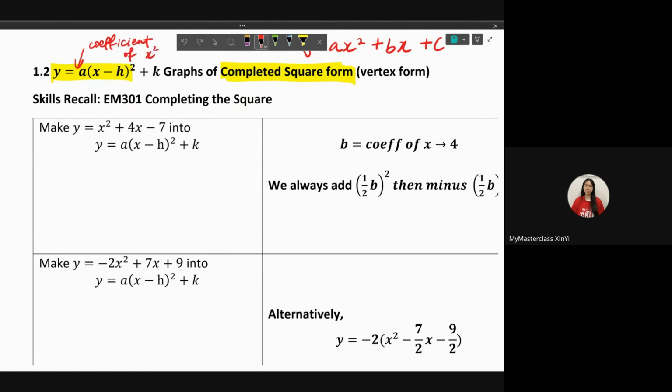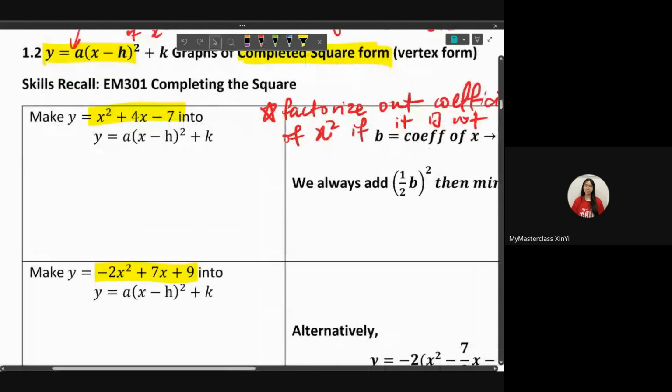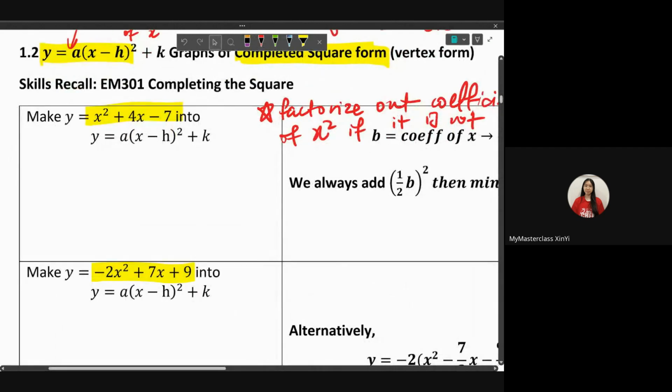So the thing about completing the square: no matter what kind of quadratic equation you get, always try to factorize out the coefficient of your x squared if it's not 1. That is the main thing. Factorize out the coefficient of x squared if it is not 1. Always try to make the coefficient of x squared equal to 1 first before you complete the square. Over here, for the first one, it is already 1, so we will continue.